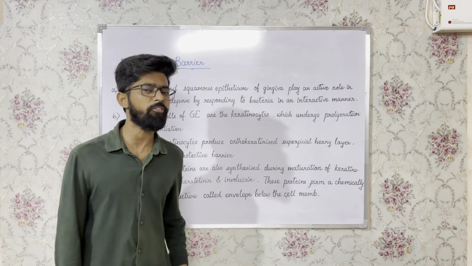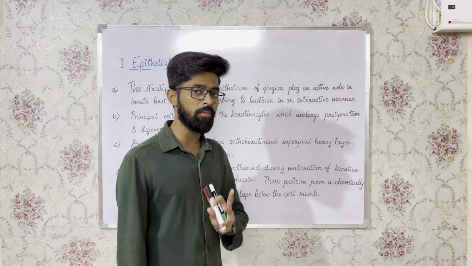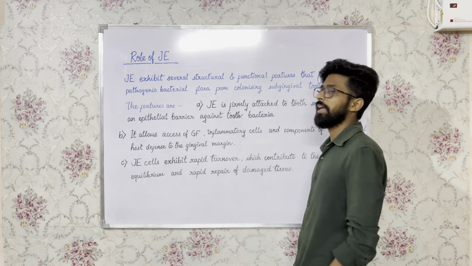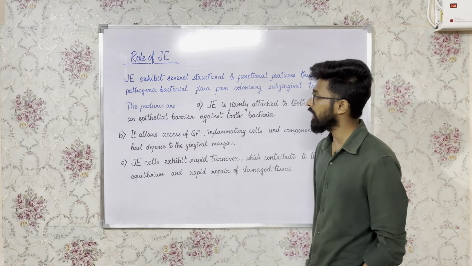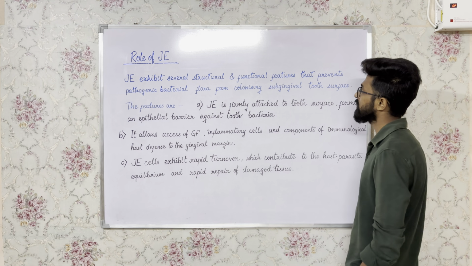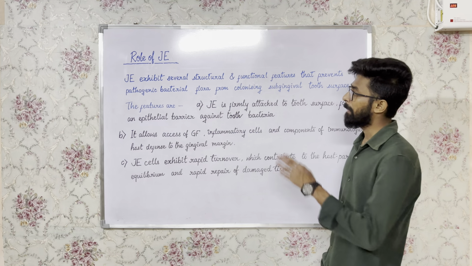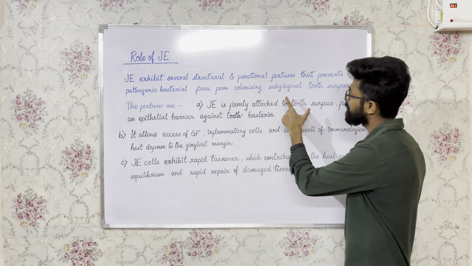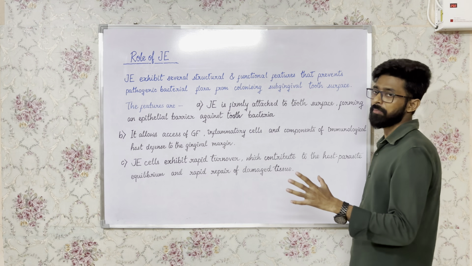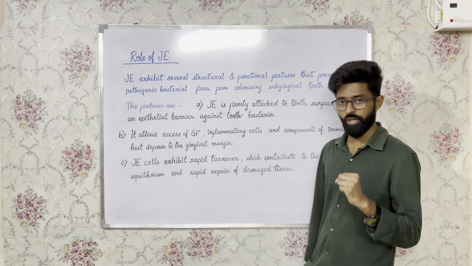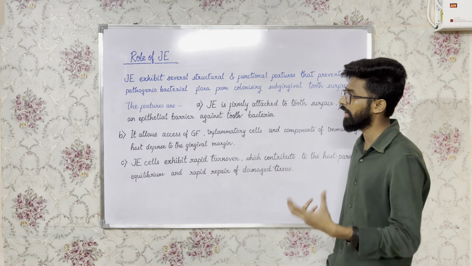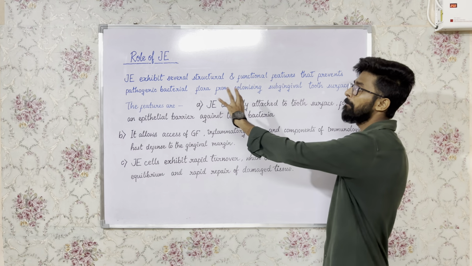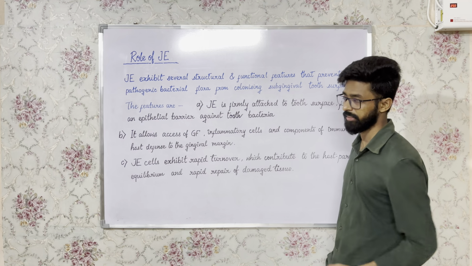Now we will come to the role of junctional epithelium. Junctional epithelium has to be mentioned separately. So junctional epithelium exhibits several structural as well as functional features that prevent the pathogenic bacterial flora from colonizing the subgingival tooth surface. It means that junctional epithelium shows many structural and functional features that prevent bacteria from colonizing the subgingival tooth surface, right?